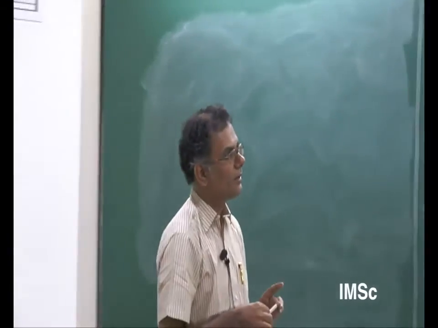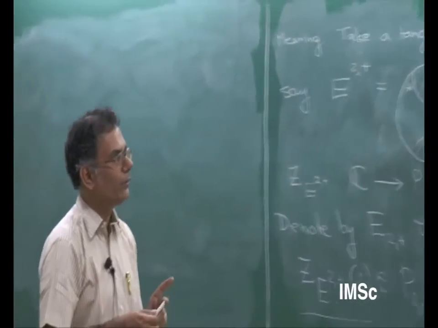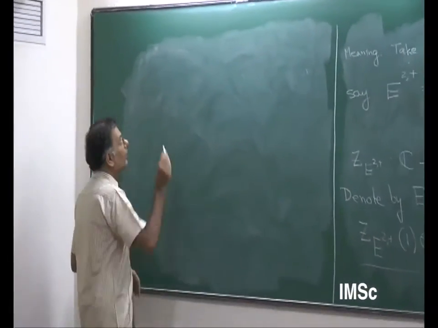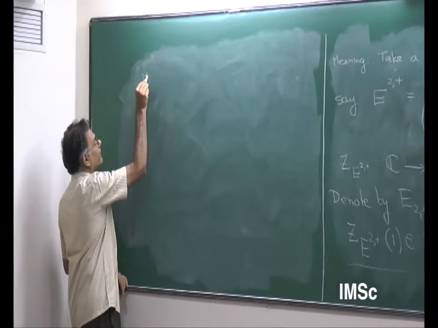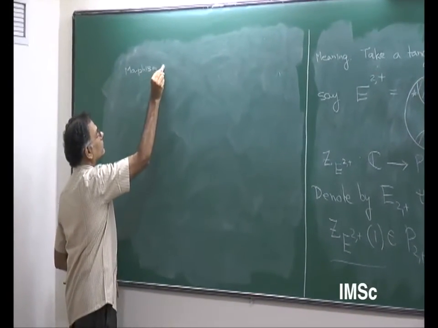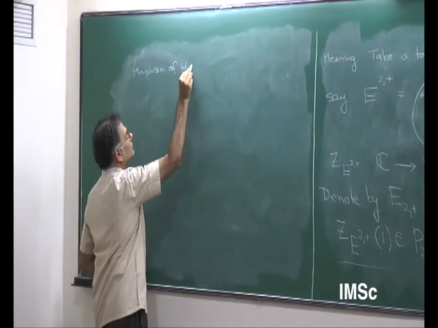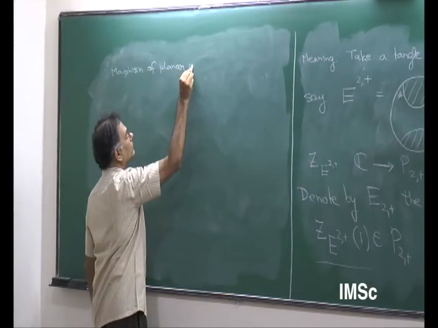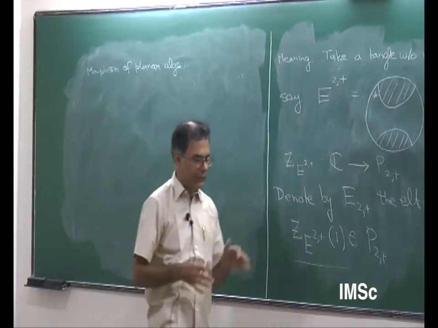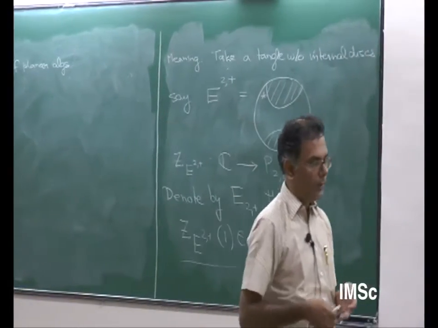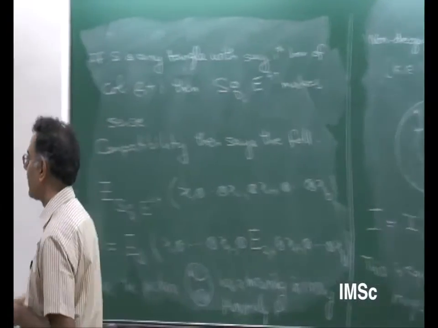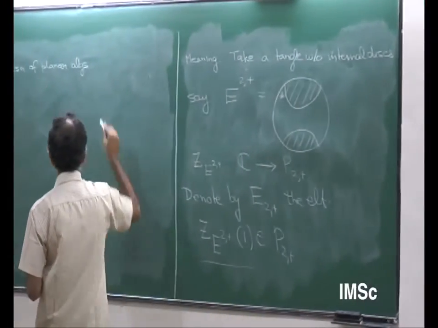So that's just for the name explanation for why it's called non-degenerate. Okay, so let me now define what is a morphism of planar algebras. We have defined the object, now we define the morphisms between two such objects. So let P and Q both be planar algebras. So what is a morphism?